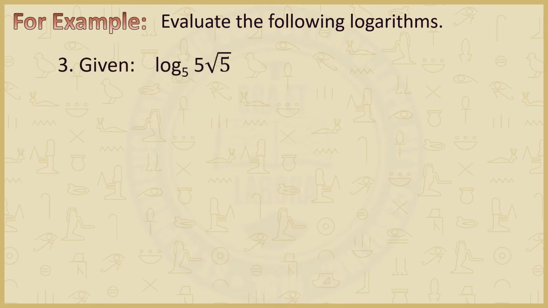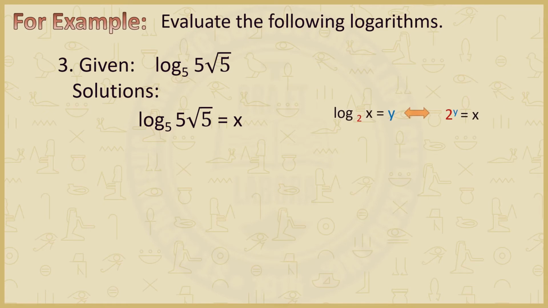For example number 3, the given is the logarithm of 5 square root of 5 to the base 5. Find its value. So, here are the solutions. Write the logarithm of 5 square root of 5 to the base 5 is equal to x. According to the definition of the logarithmic function, this form can be written into this exponential form.